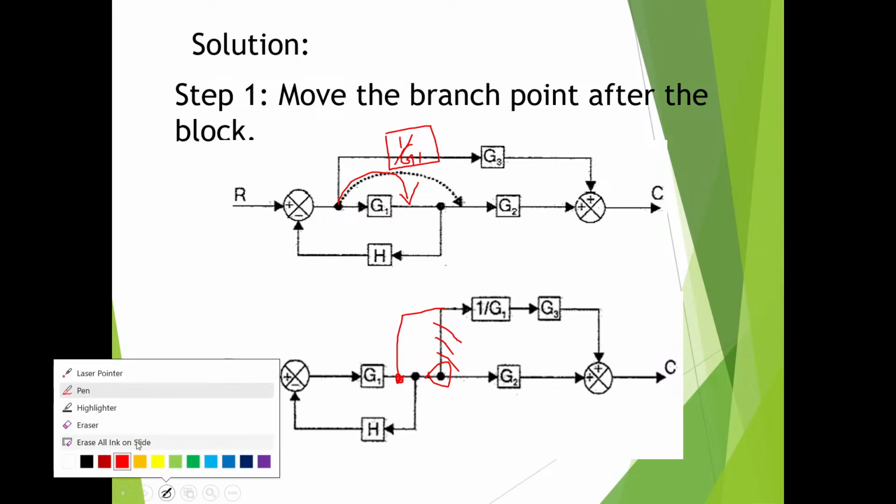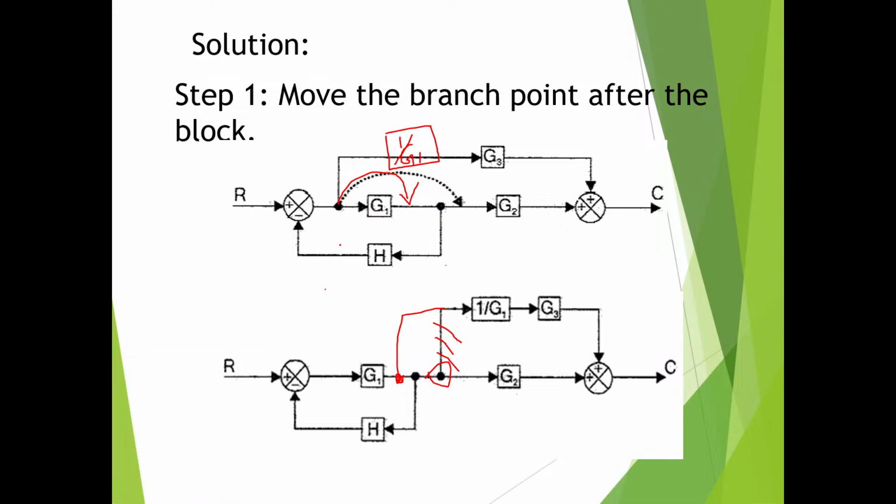So here, even if you shift this branch point from here to here, I will take the laser, from this point to this point. So you will get somewhat like this. You will get this diagram. The block diagram will look somewhat like this.